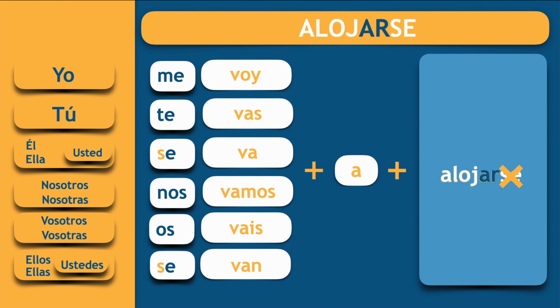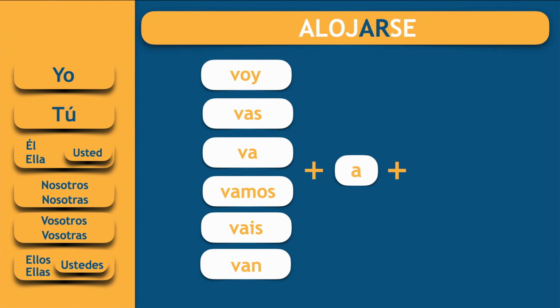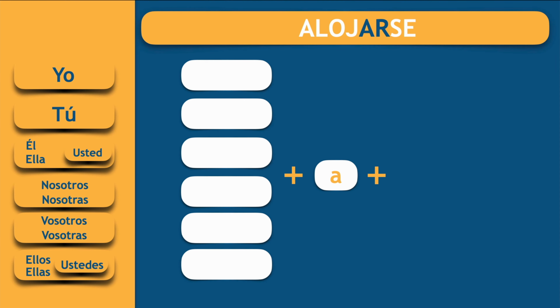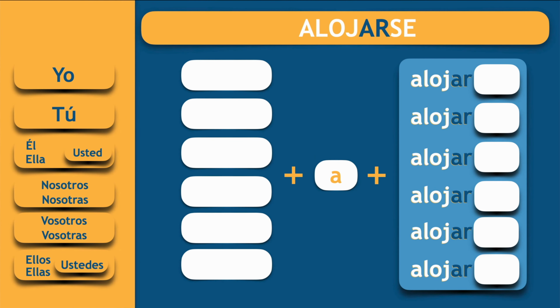Or, we just leave the verb to go as normal, and we attach the reflexive pronoun that matches the verb to go to the infinitive. Voy a alojarme. Vas a alojarte. Va a alojarse. Vamos a alojarnos. Vais a alojaros. Van a alojarse. Obviously, if you prefer to use quedar, you only need to follow the same process.